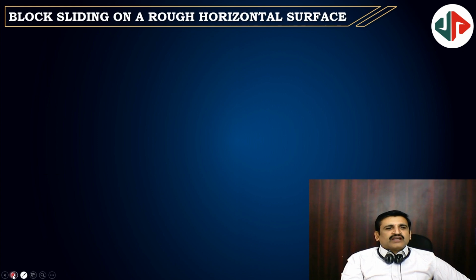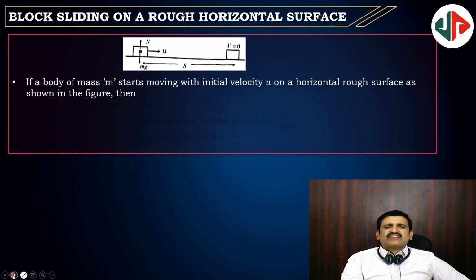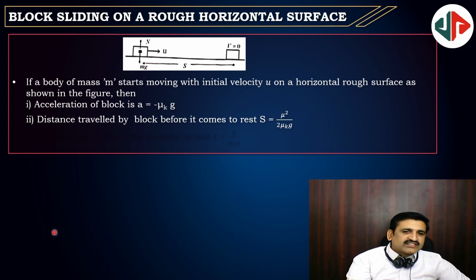Next, a block sliding on a rough horizontal surface: after what displacement will it stop, and related questions. The retardation is mu k into g. So the distance traveled before stoppage is u square by 2 mu k g. That is u square, not mu square.